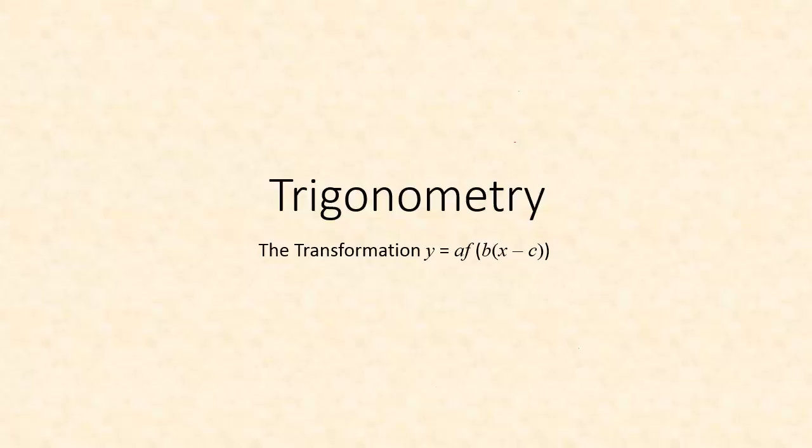transformation y equals a f(bx minus c). Notice I've got the b outside of this bracket. Here we have all of the transformations. A is a vertical dilation of scale factor a. D is a vertical translation of d units upwards.